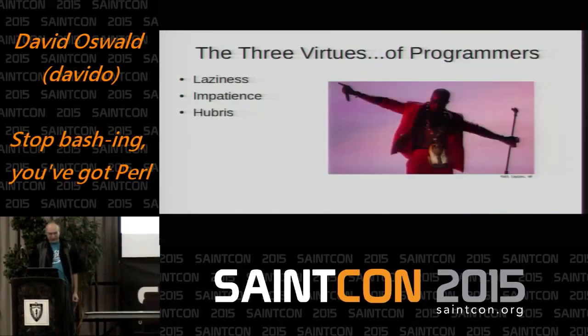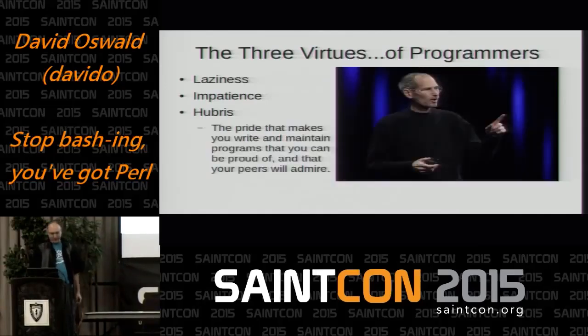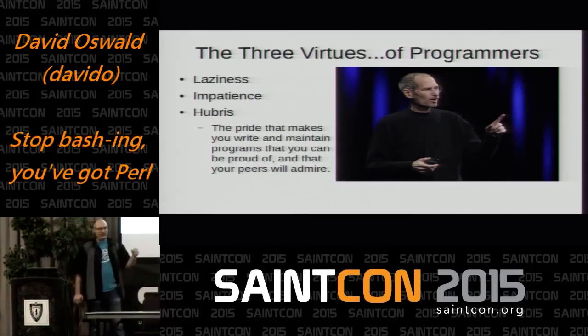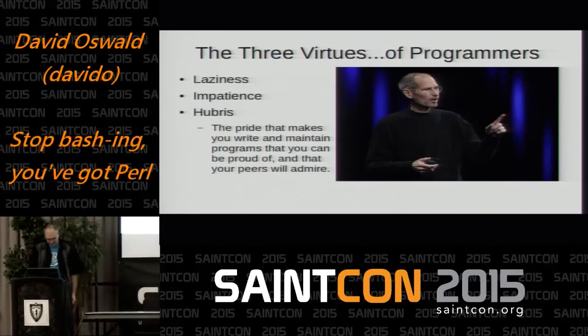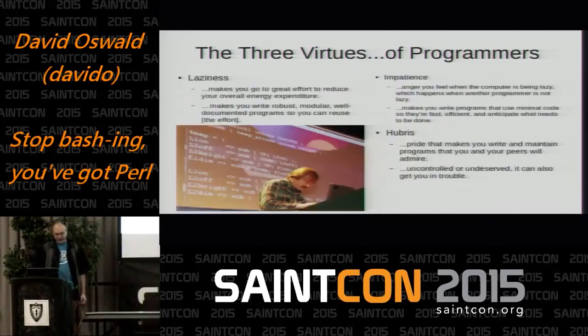And then the third one is hubris. That's the best picture I could come up with for hubris, although it's probably false hubris. But anyway, hubris is the pride that makes you write and maintain programs that you can be proud of. Doing things that you can be proud of, and you can be proud of being a coder or being a developer. So laziness, impatience, and hubris are the three virtues of a good programmer.